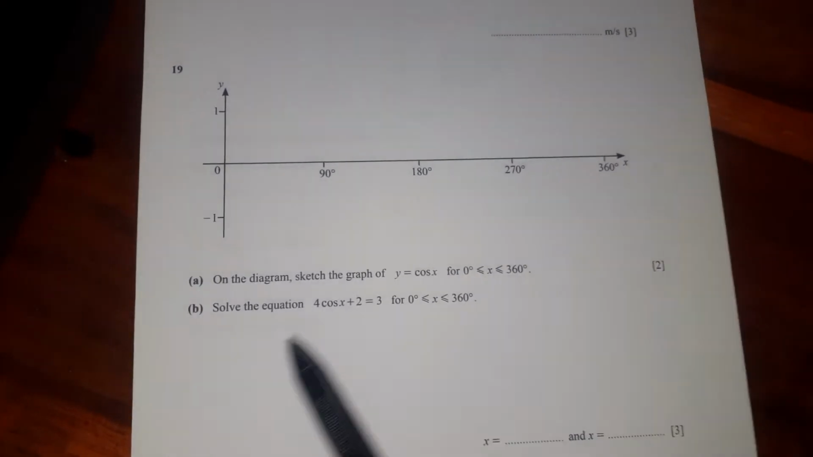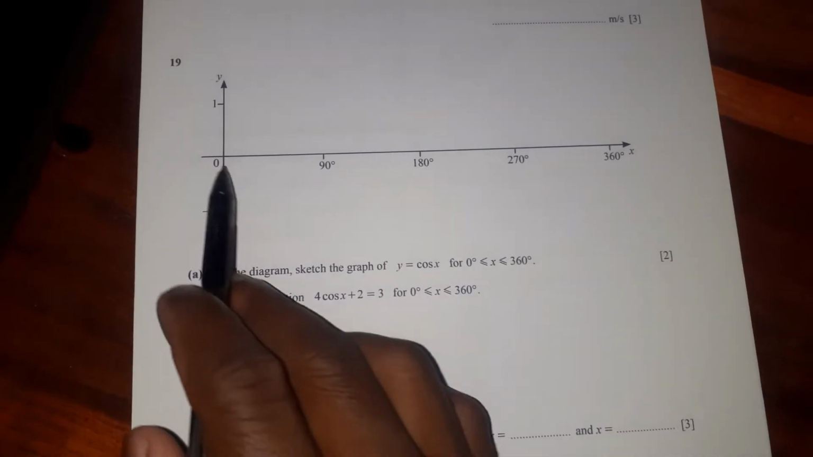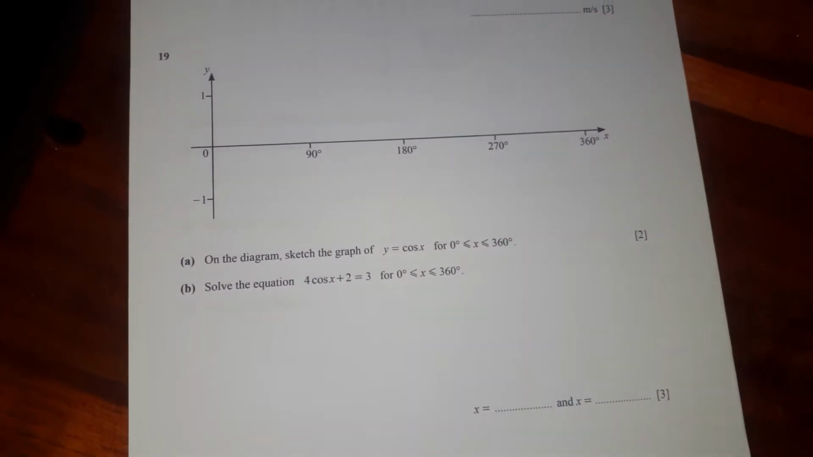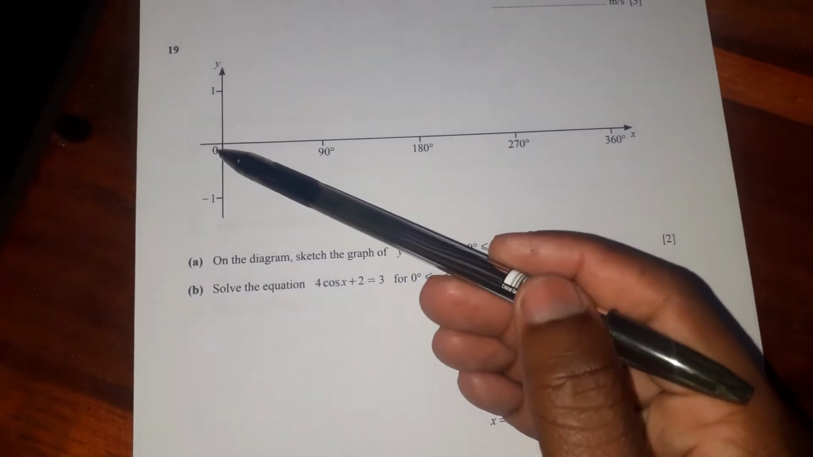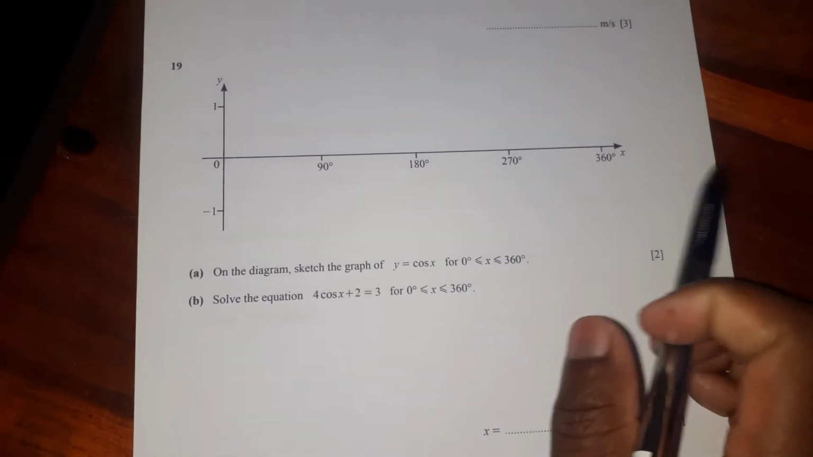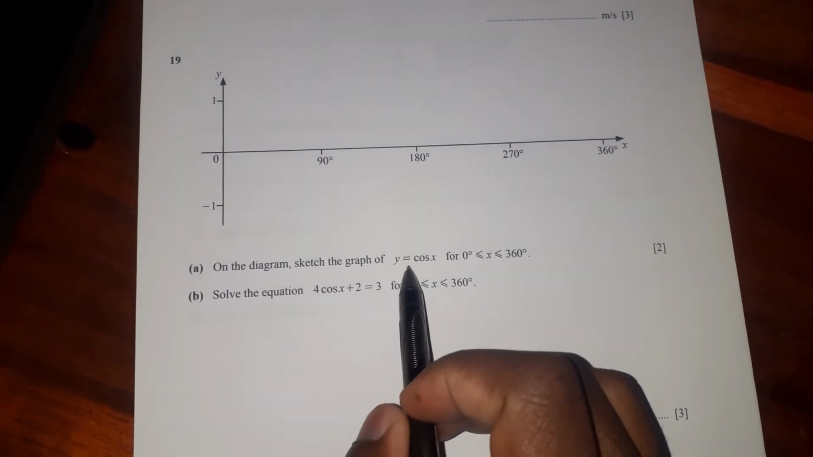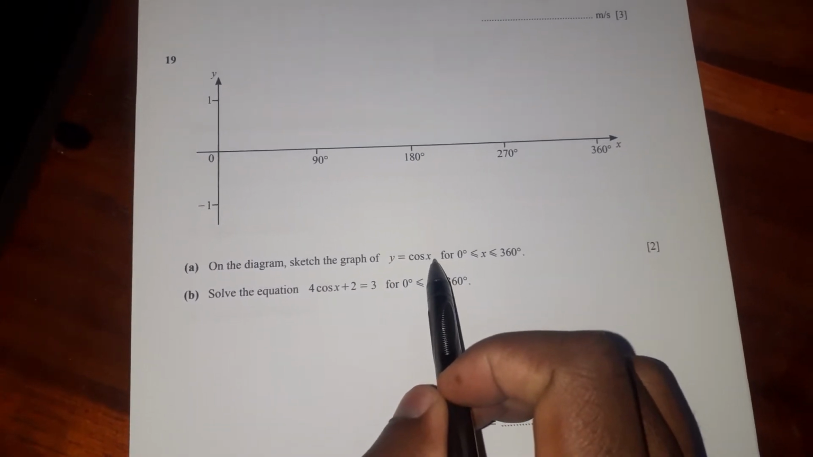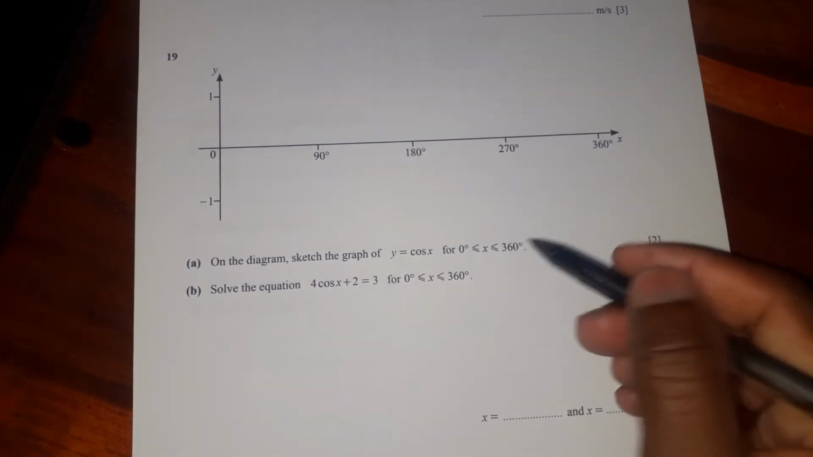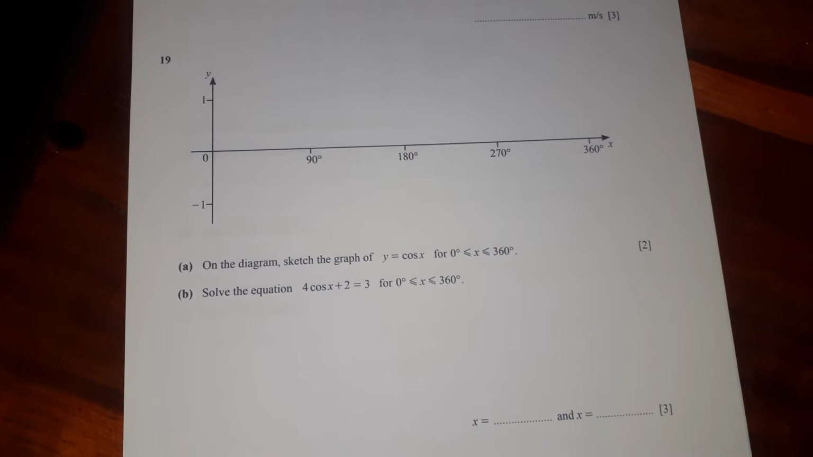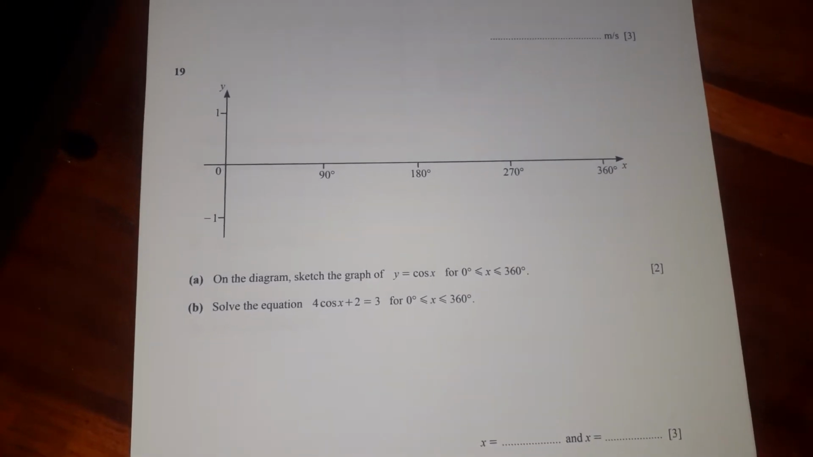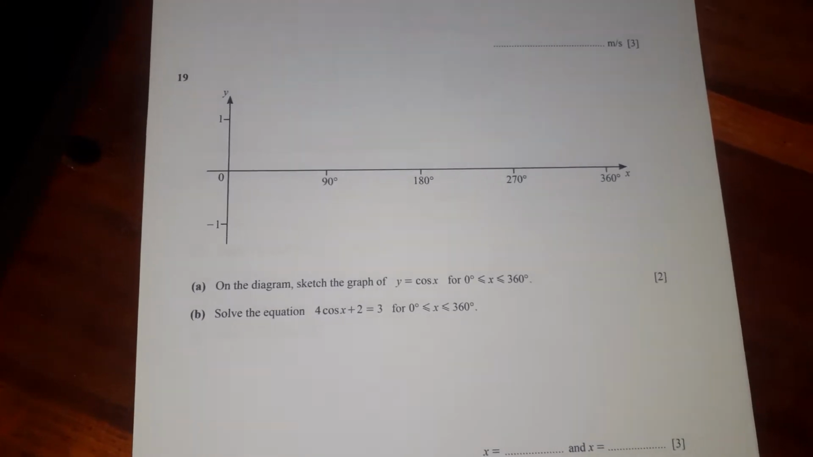Now, letter A says that on the diagram, we have a diagram here. When you look at this diagram, it ranges from 0 degree up to 360. Now we are told that on this diagram we need to sketch the graph of y equals cosine x, whereby x is between 0 degree and 360. It's only 2 marks, so we only need to draw the line. That's the graph that they are referring to.